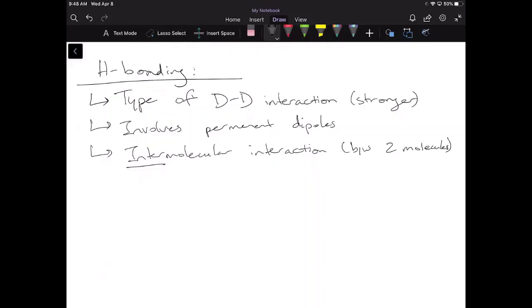For example, if I drew water for you, this by itself is not a hydrogen bond. This hydrogen is attached to oxygen, but it is not a hydrogen bond, because a hydrogen bond requires two molecules. It's an intermolecular interaction.